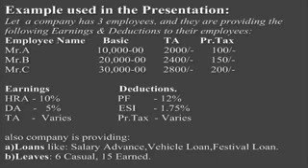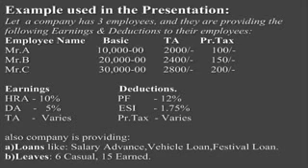Discussing the payroll module. The example used in the presentation is, let a company have 3 employees, and they are providing the following earnings and deductions to their employees. Let the employee names be Mr. A, Mr. B and Mr. C. The basic of Mr. A is 10,000, while Mr. B's basic is 20,000. For Mr. C it is 30,000. While TA we have taken as a variable amount, so it varies from employee to employee.